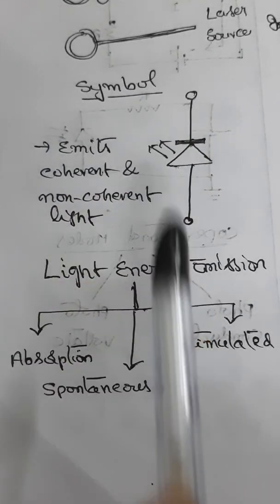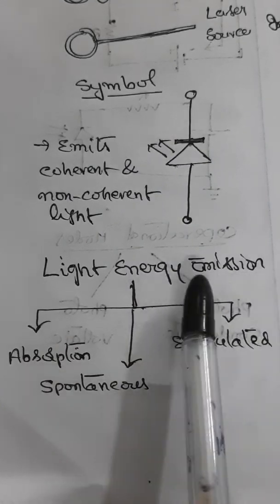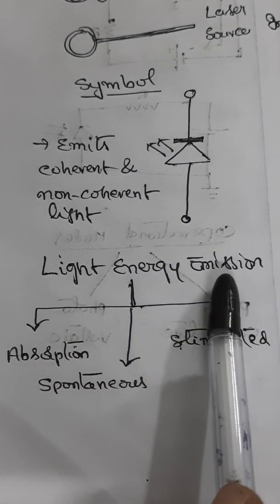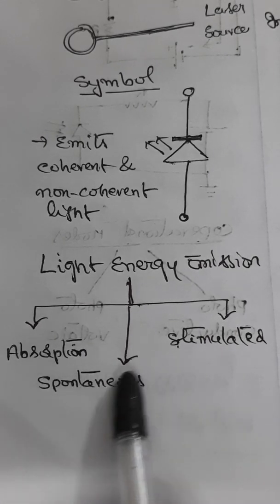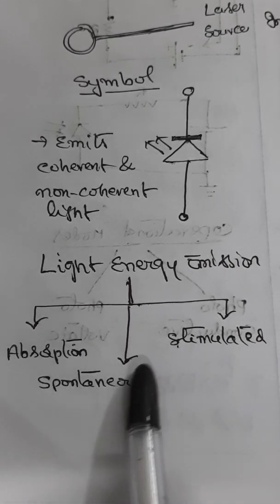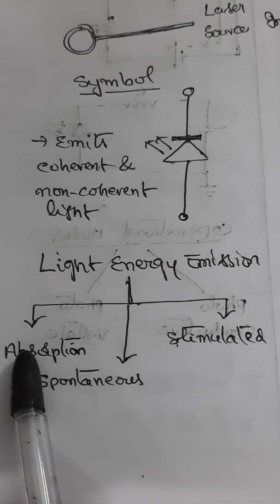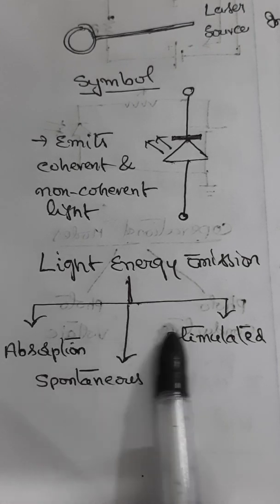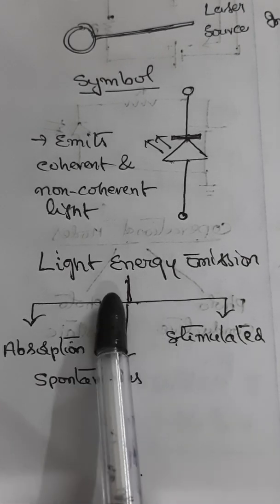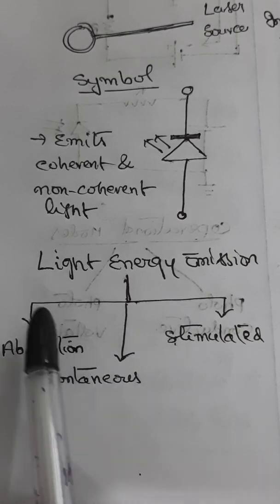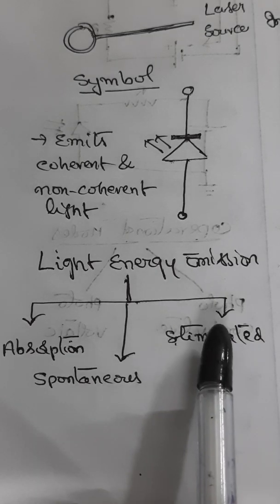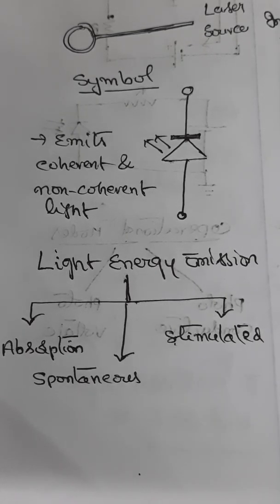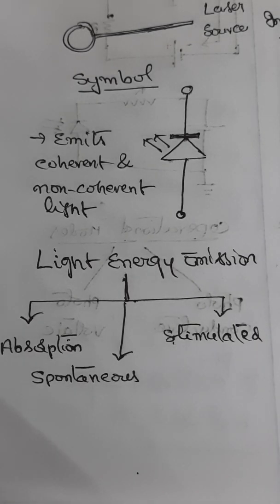Depending on the concept of emission, light energy emission can be broadly viewed from three different angles. These three are different characteristics of laser, as you know very well. Light amplification by stimulated emission of radiation is what the abbreviation talks about. So emission can be through absorption, through spontaneous emission and through stimulated emission.